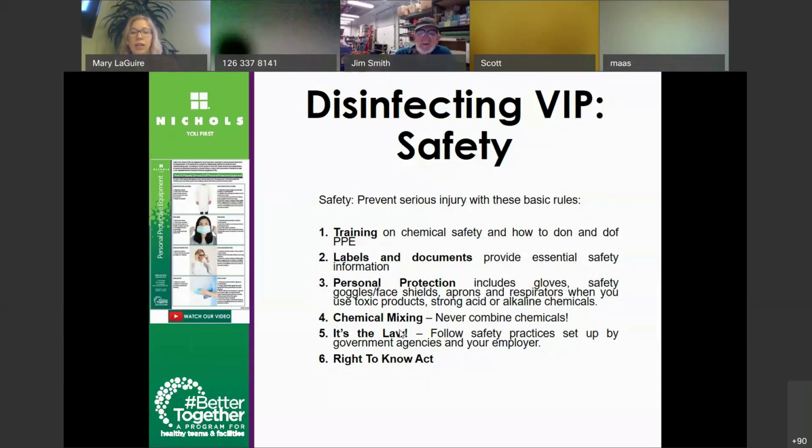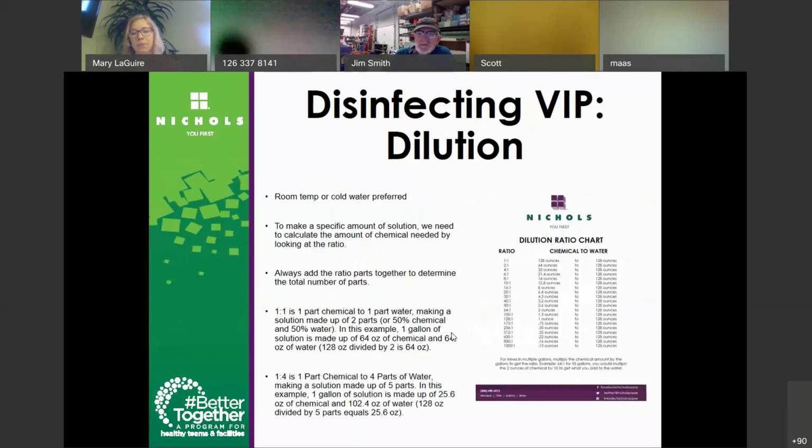Very important for training to talk about never mixing chemicals. They don't know what danger can happen if they mix chemicals. And then it's the law to follow the safety practices set up by the government agencies and your employer. And your employees have the right to know what chemicals they are using and how to safely protect themselves against them.